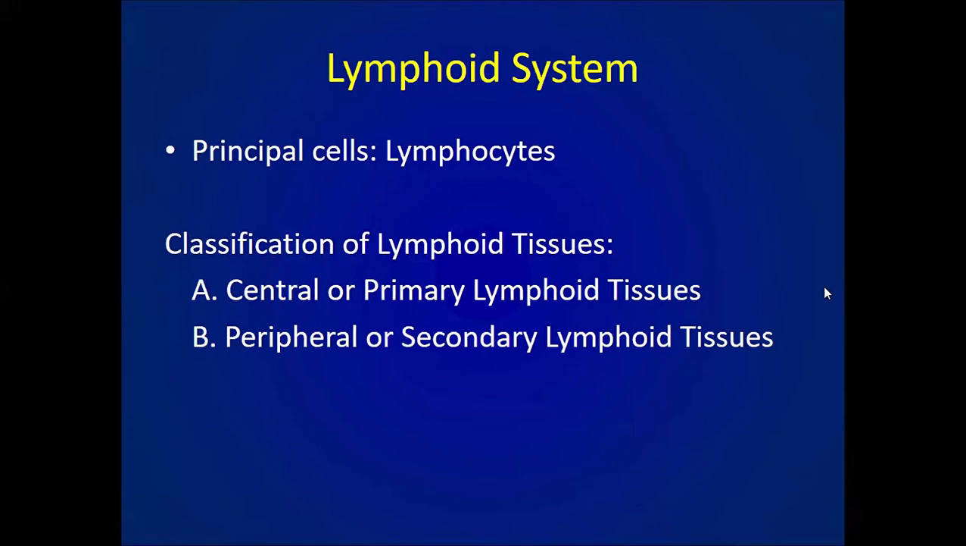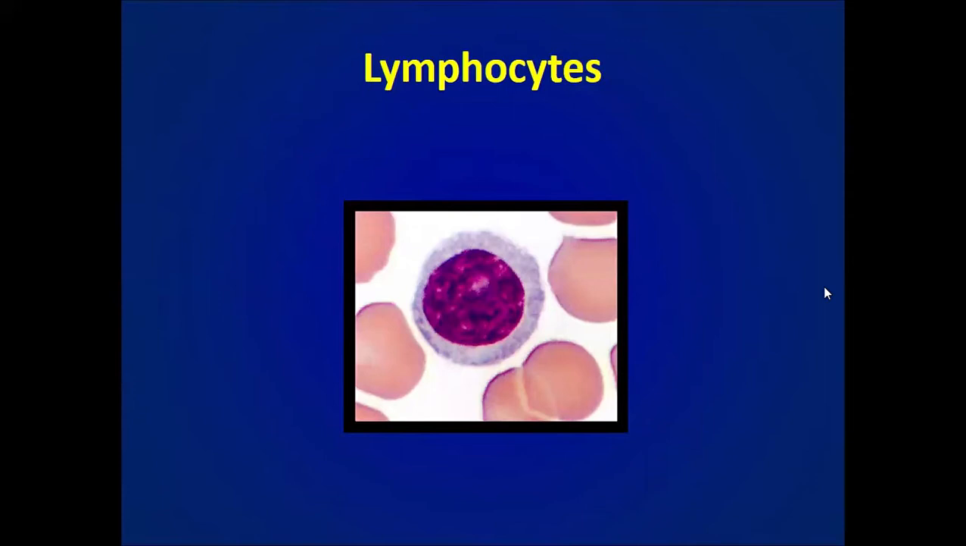Primary lymphoid tissues only include your thymus and your bone marrow. And then we have the peripheral or secondary lymphoid tissues. Examples, of course, are the lymph nodes and the gut-associated lymphoid organs.